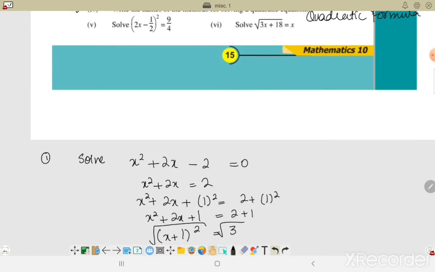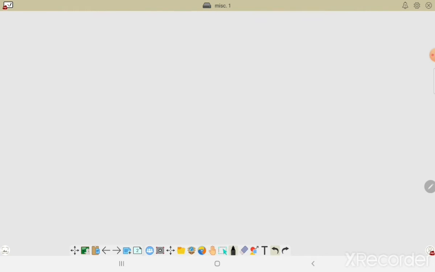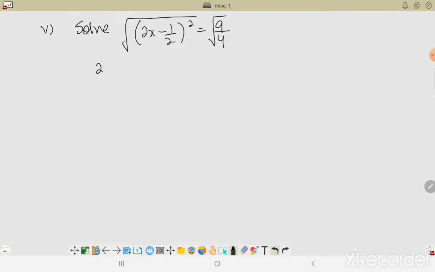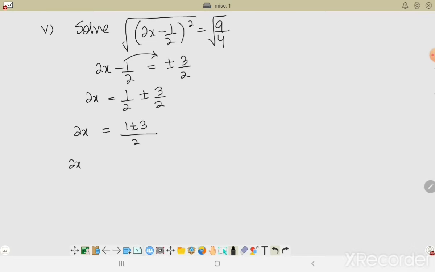Let's solve the fifth part. We have to solve 2x minus 1 by 2 whole squared is equal to 9 by 4. So how are we going to solve it? We'll take the square root on both sides, so that our square will get cancelled by the root, and then we'll get 3 by 2. Now we have to move 1 by 2 to the other side so that we can find out the value of x. There are 2 fractions, so we'll get 1 fraction, we'll make it 1. So we'll have to write it once with the plus sign and then with the minus sign.